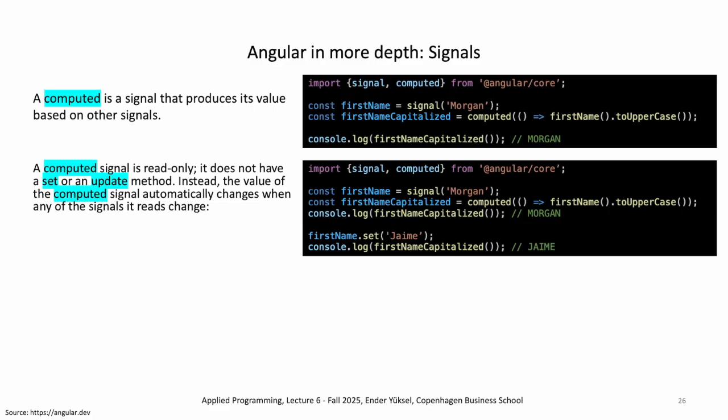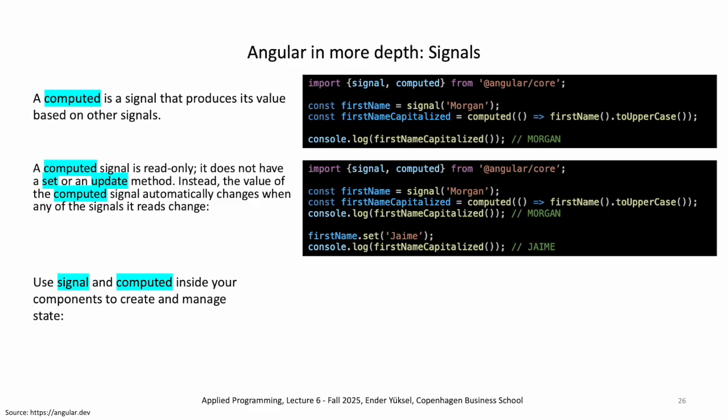Then we do the reading. We read the computed value again, and as Angular detects it is stale, it recalculates automatically. So firstName now returns Jamie. That toUpperCase converts it to Jamie in capital letters. Now it returns the new computed value.